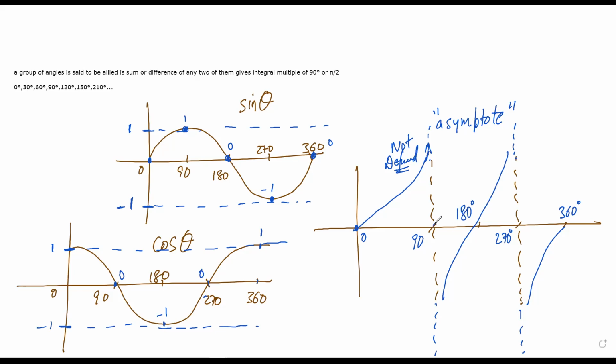So this is 90, this is 180. So tan 180 would be 0. Again at tan 270, it will be not defined, and tan 360 would again be 0. Any doubt till here?